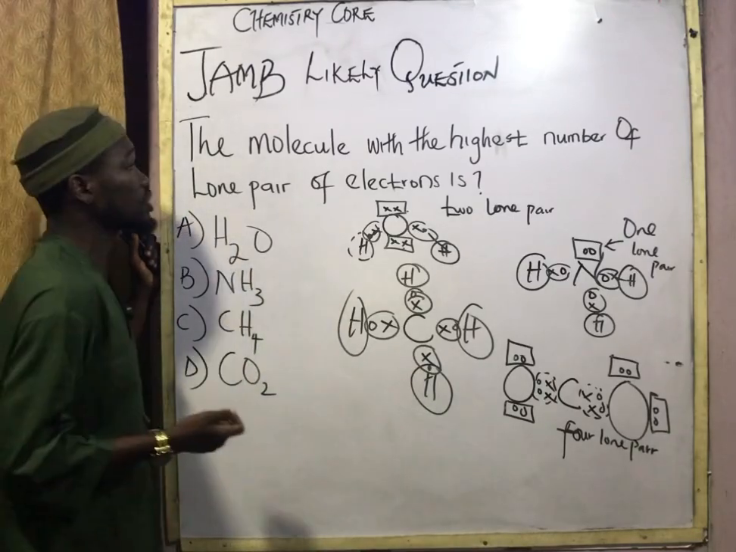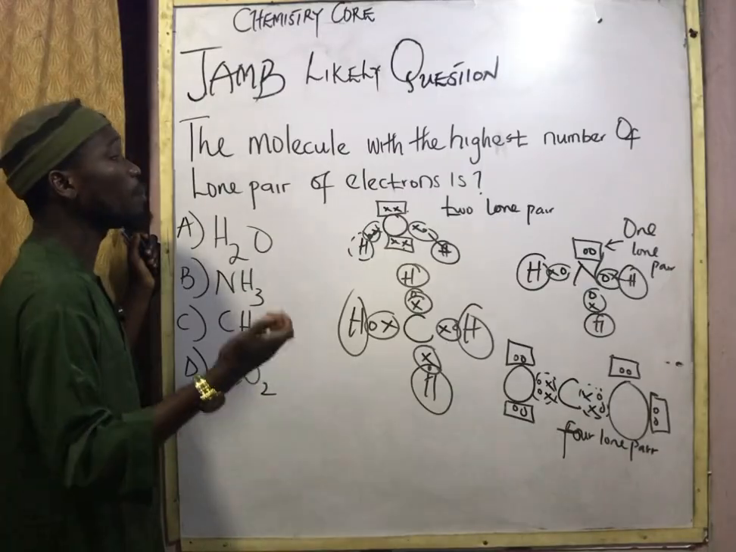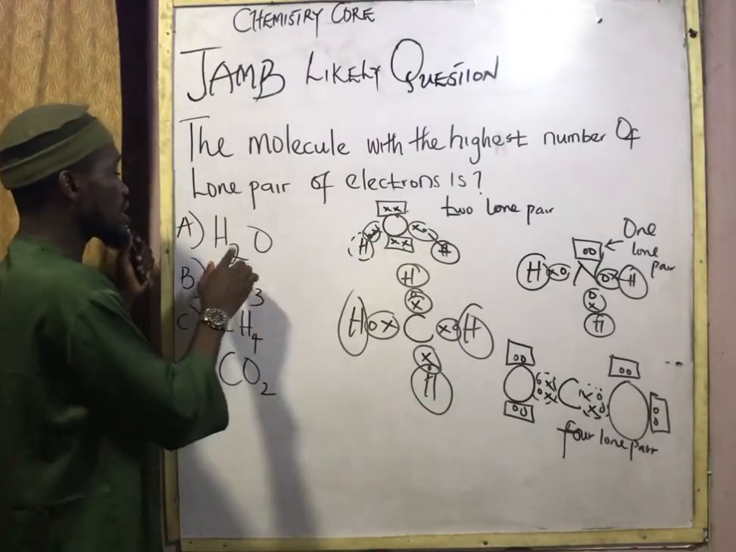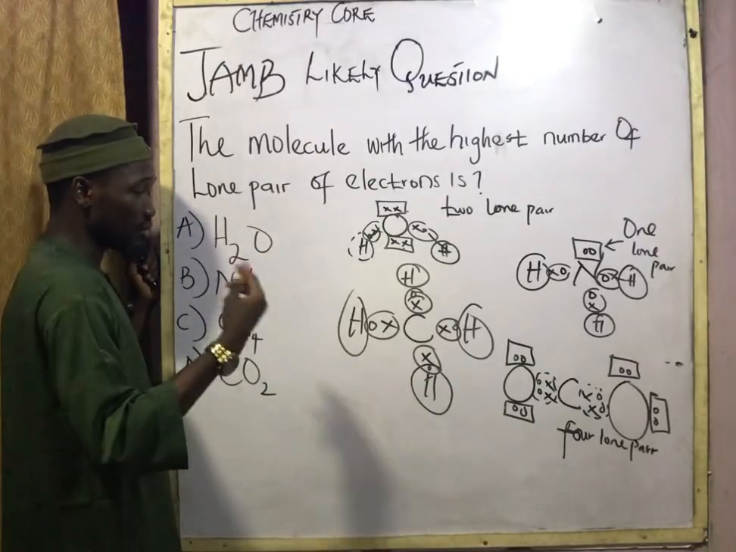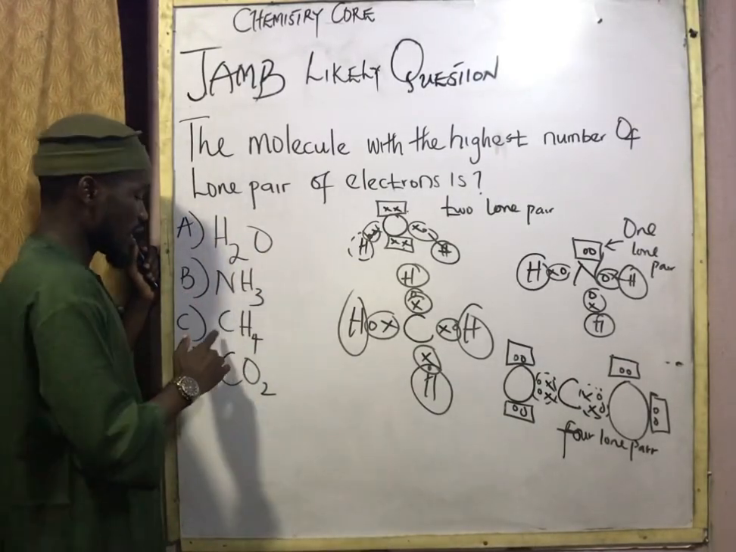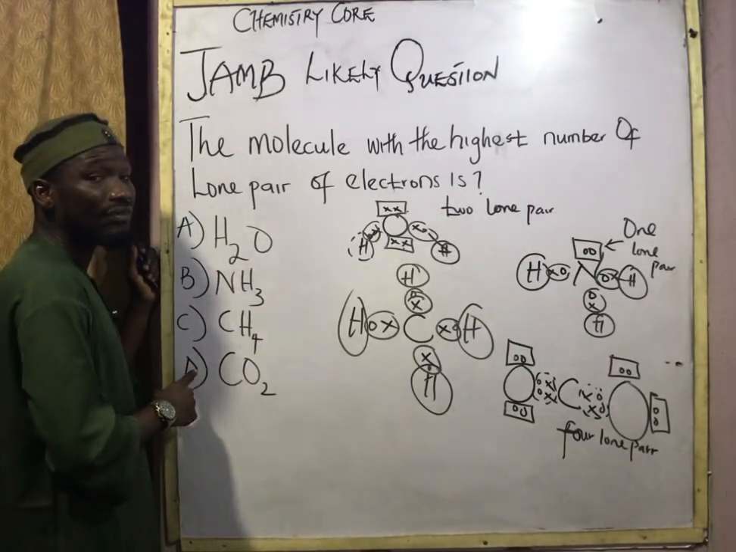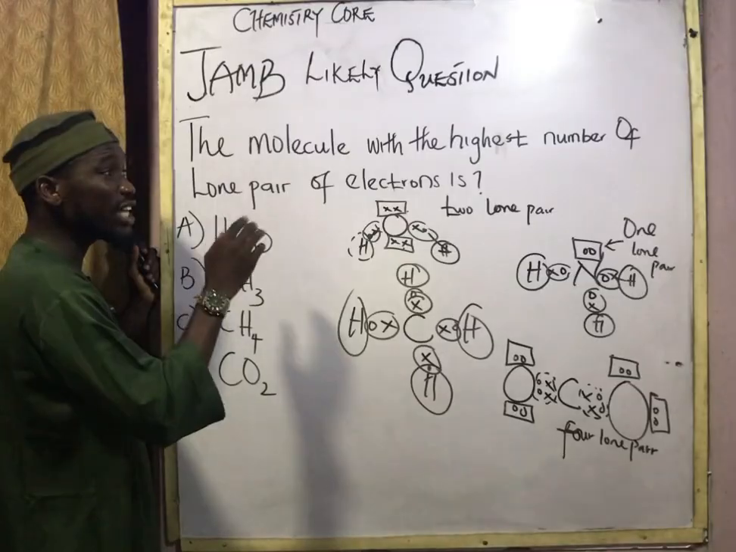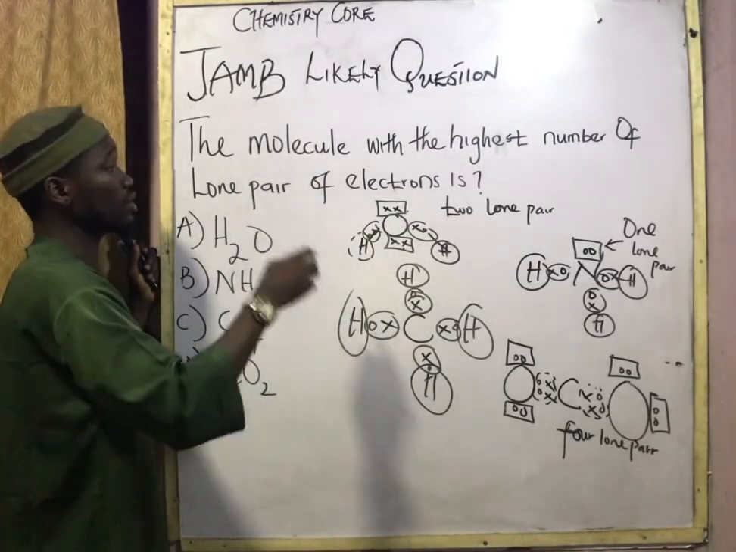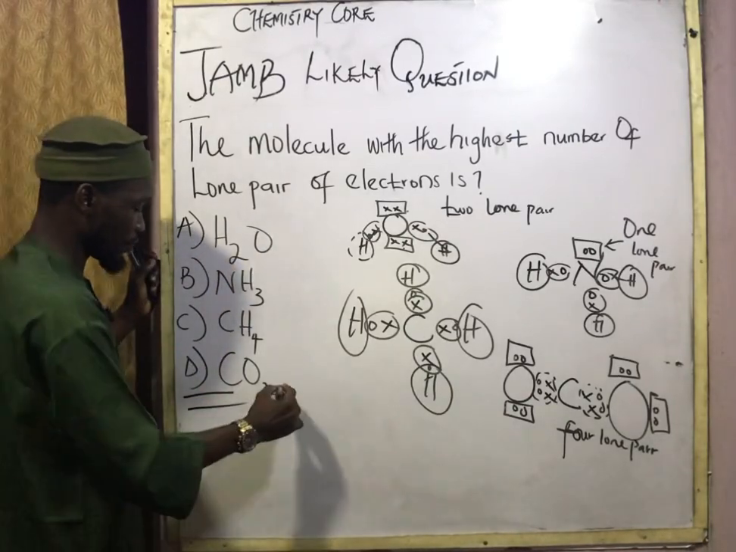The question states that we want the molecule with the highest number of lone pairs of electrons. Water has 2 lone pairs, wrong. Option B, ammonia, has 1 lone pair, wrong. Methane, we don't have any lone pair there. While option D has 4 lone pairs, which is the highest number of lone pairs there. So the answer is option D.